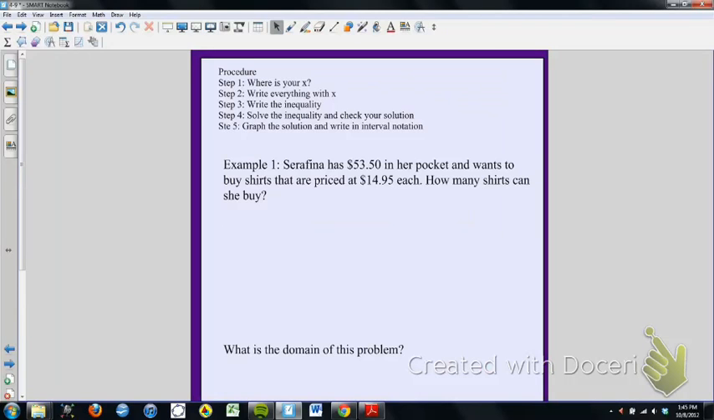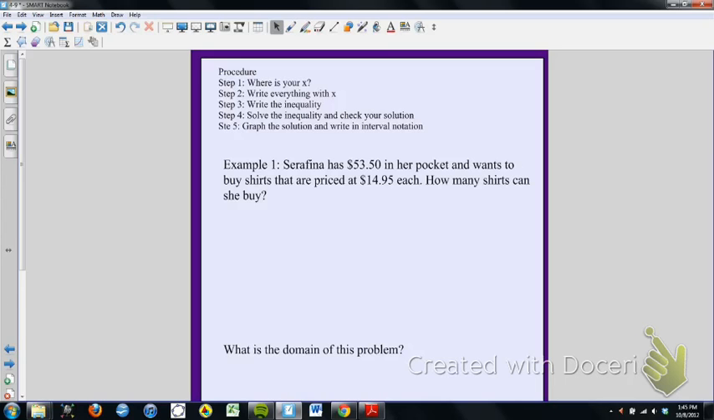Okay, so this is our first translation. All right, our procedure is going to be similar to what we did with the equations. We're going to try to find our x first. We're going to write everything in terms of x. Then we're going to write the inequality down, solve the inequality, check your solution, graph the solution, and write in interval notation.